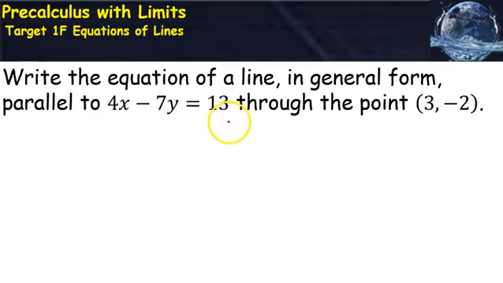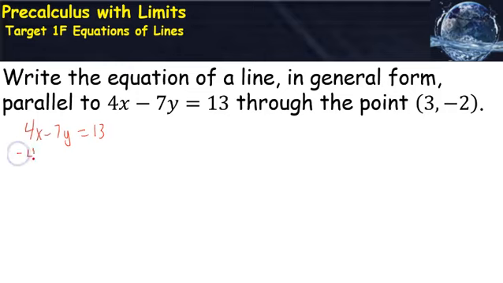Alright, so target 1F is equations of lines. We're given the equation of a line in general form, and we're trying to find the equation of a line parallel to this one. So I need to find the slope of this line. To do that, I need to get y by itself.